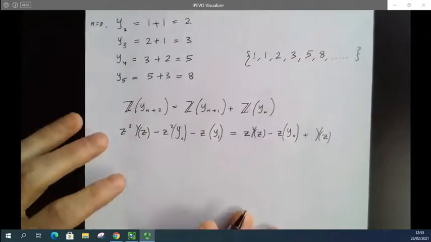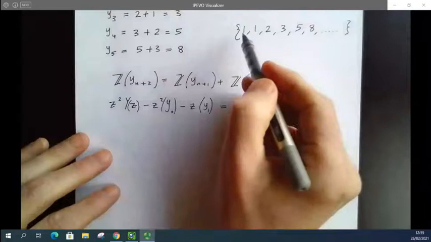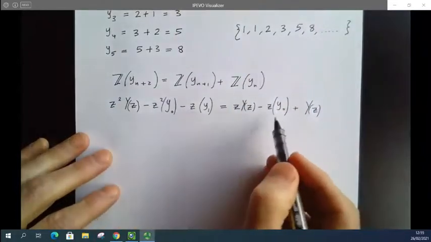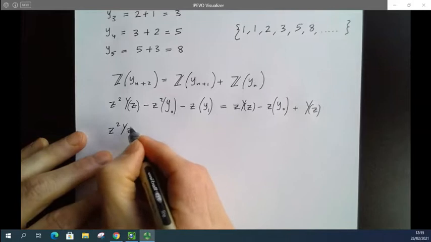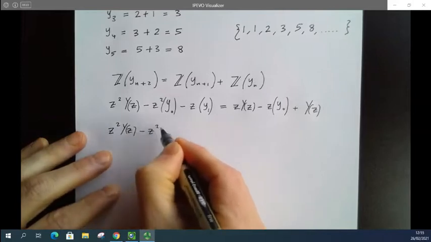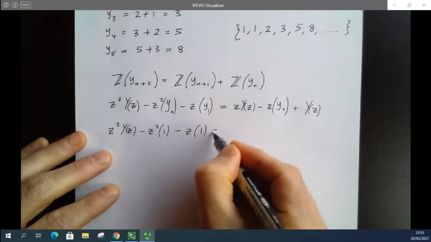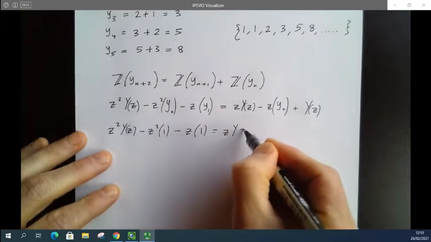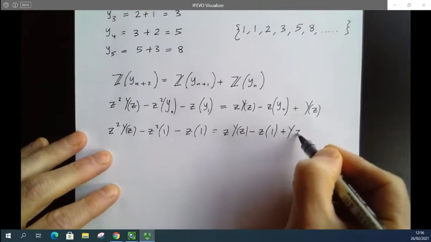Now I should substitute in y0 and y1. The first two terms are both 1, so they go here, here, and here. So my equation now looks like this. Z squared times y of z minus z squared times 1 minus z times 1 equal to z times y of z minus z times 1 plus another y of z.